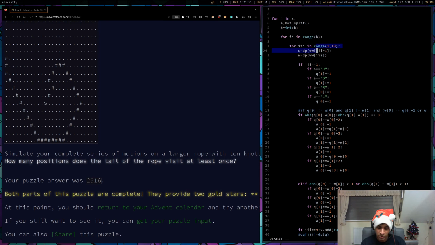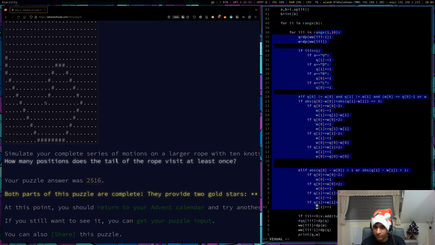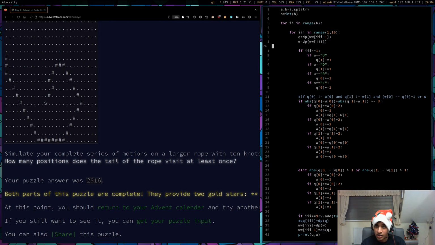So I just have this loop to repeat the exact same code as before, and simulate those other 9 knots. And here Q now doesn't really represent the head, right? It represents the previous knot, because you're always moving relative to the previous knot. So that's why I just have the -1 here for the index, and I start at index 1. Hopefully that made sense. So Q, the list here, is always the knot in front of W, right? Because the index is -1.